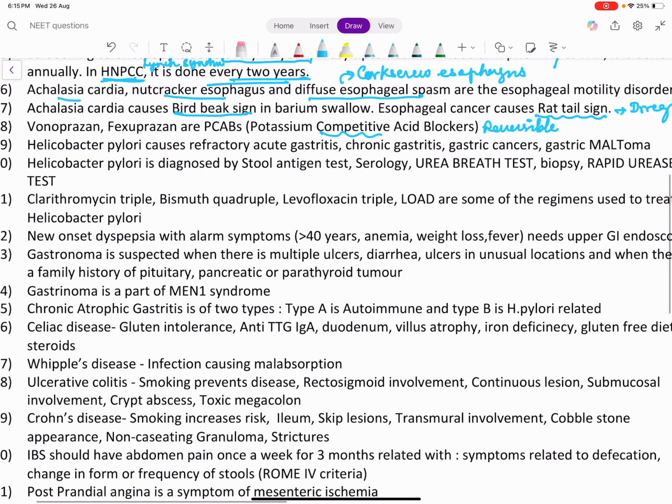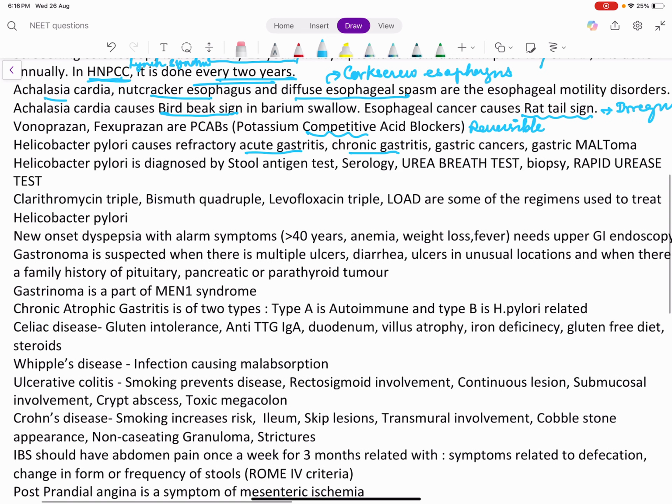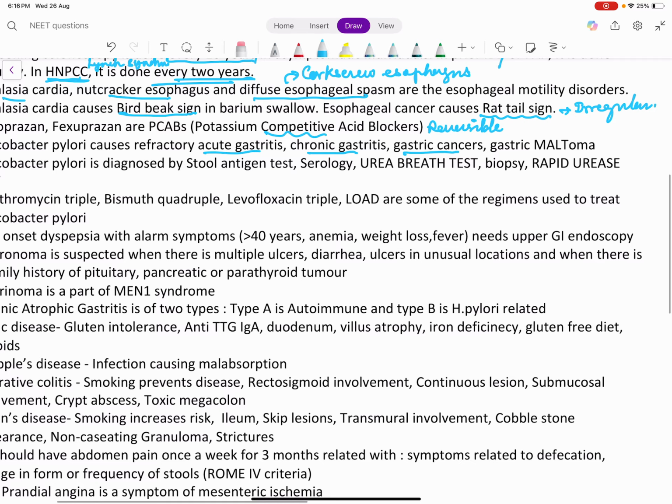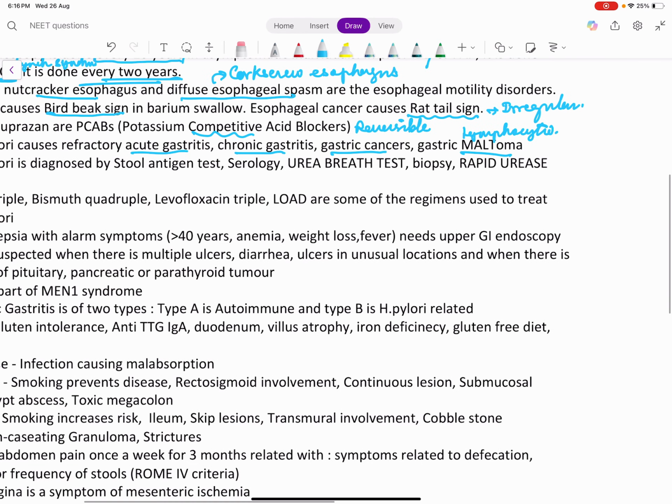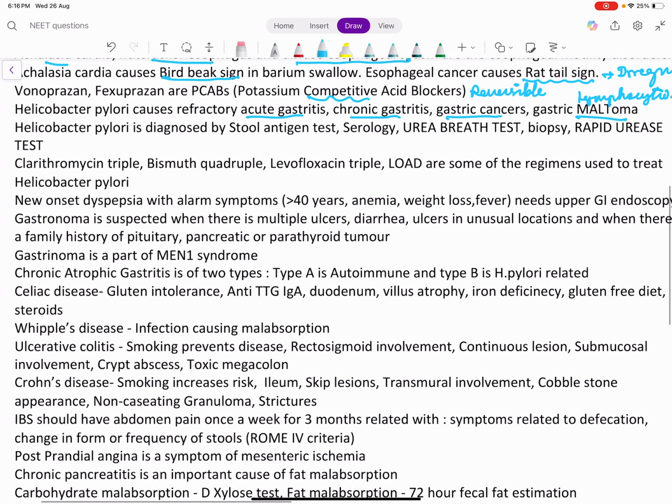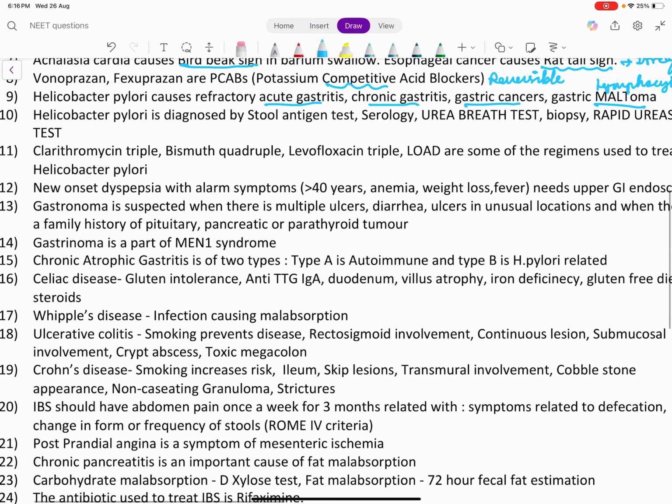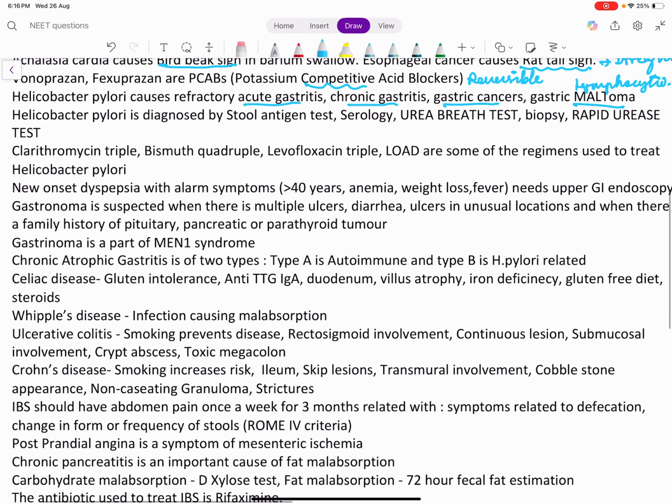Helicobacter pylori is a very important infection which causes gastritis. It causes refractory acute gastritis and chronic gastritis. Chronic gastritis can lead to gastric cancer. And since it is an infection, there is always a lymphocytic infiltration of the stomach when there is an H. pylori infection. So it can lead to gastric MALToma. It is said that gastric MALToma reverses on treating only H. pylori. H. pylori can be diagnosed non-invasively or invasively.